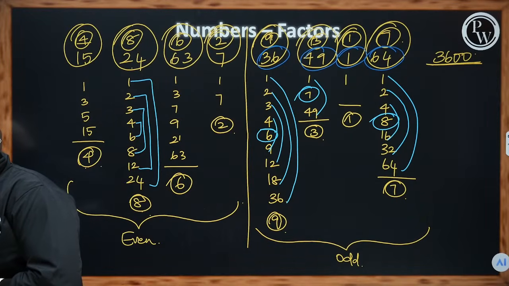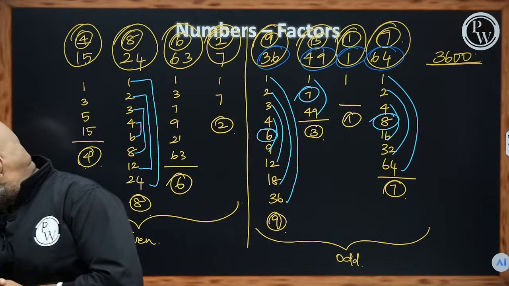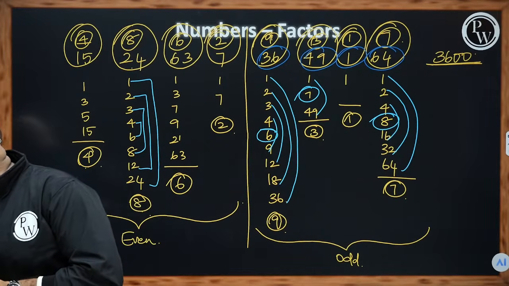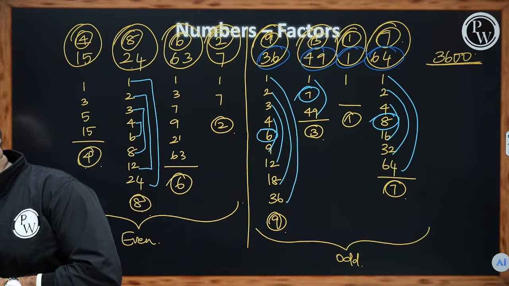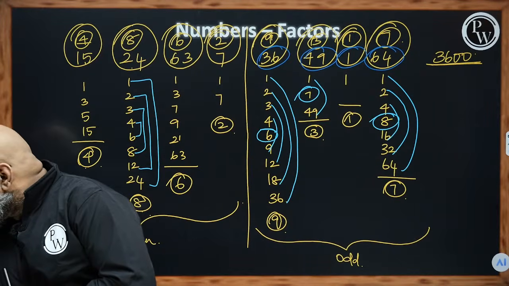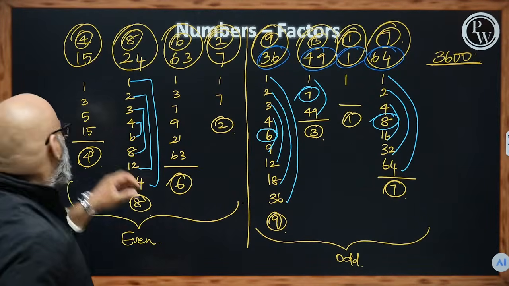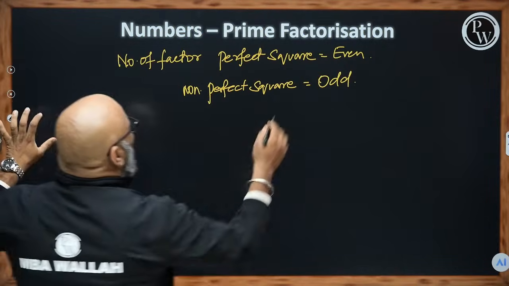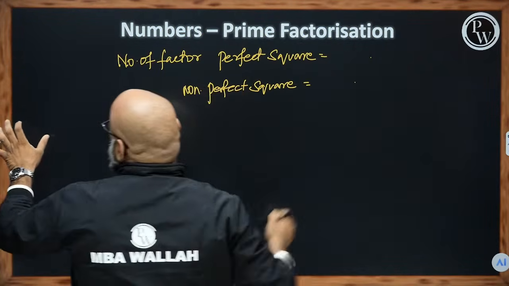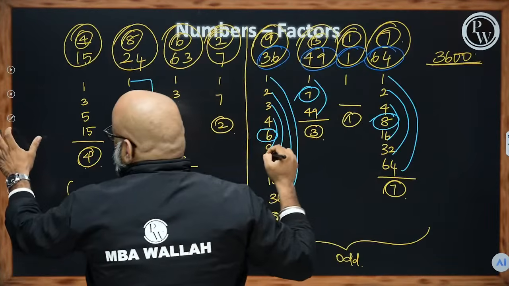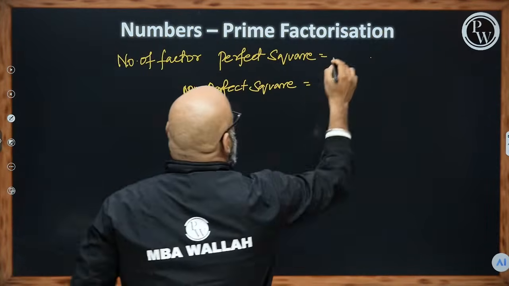Vasha, I think he wrote that by mistake. Where? Oh, did I? Oh, sorry. Sorry. My bad. This is odd. My bad.